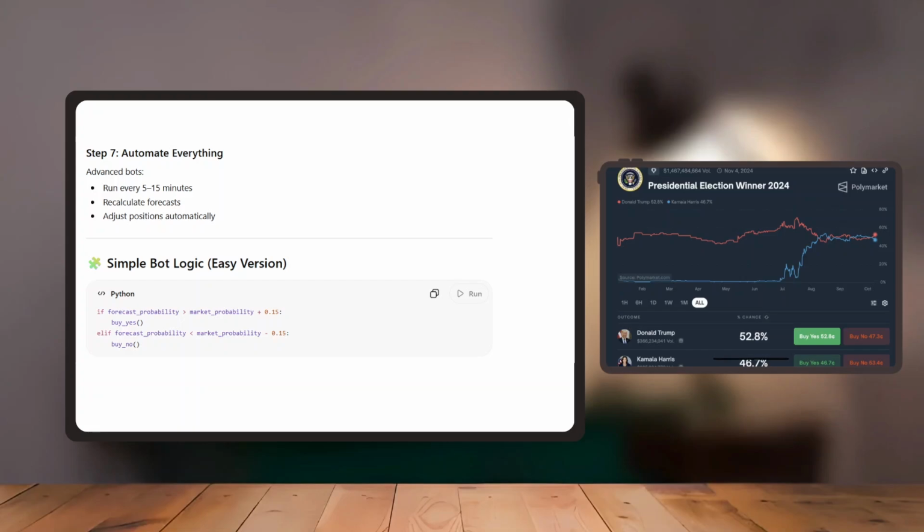Now, automate everything. Advanced bots run every 5 to 15 minutes, recalculate forecasts, and adjust positions automatically. Finally, use simple bot logic. For example, if the forecast probability is greater than the market probability by 0.15, buy yes, and if the forecast probability is lower than the market probability by 0.15, buy no.